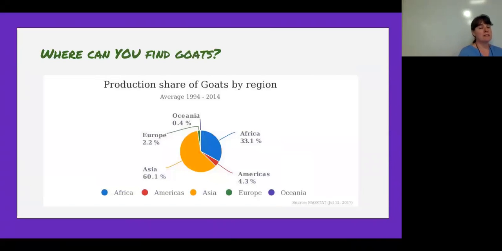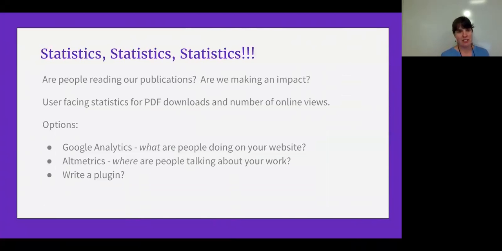And if you want to get some goats on your mailing list, you might be interested to know where in the world you can find them. So your best bet is to look in Asia. You can probably get the most goats from there. I was actually surprised to see this, that the Americas only have 4.3% of the world's goats. But actually, it's not really that surprising. And speaking of statistics, I'm really going to milk this goat analogy here.